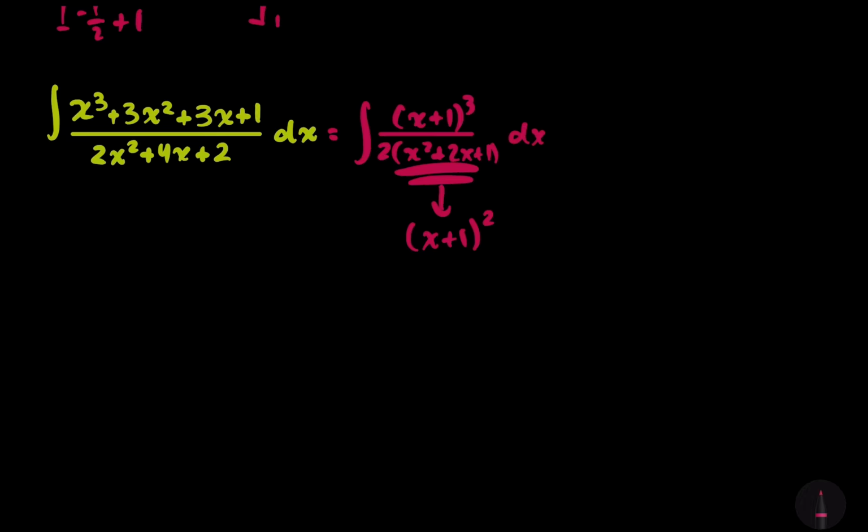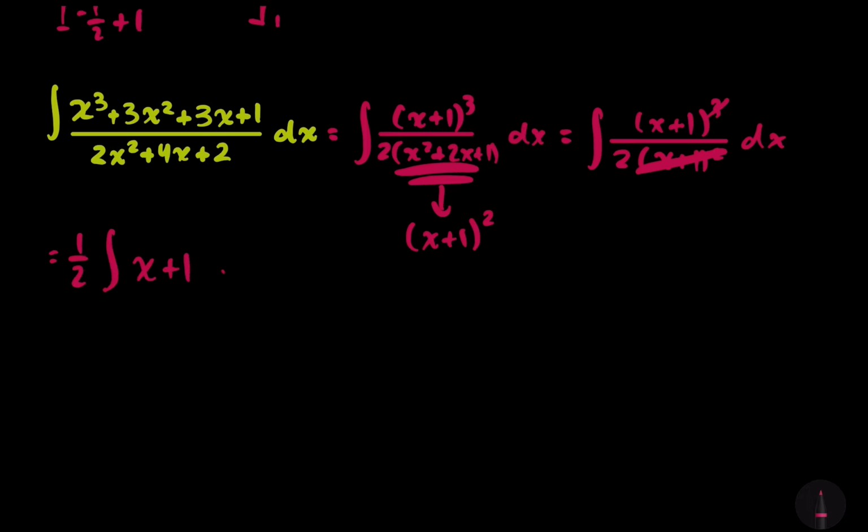And so all we have to do is rewrite this now as the indefinite integral of x plus 1 cubed over 2 times x plus 1 quantity squared, dx. And then we can just cancel out these exponents over here, right? So we end up with this being equal to, we can even take the 1/2 out if we would like, 1/2 times the integral of x plus 1 dx.